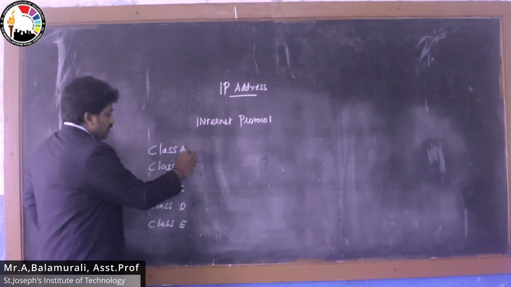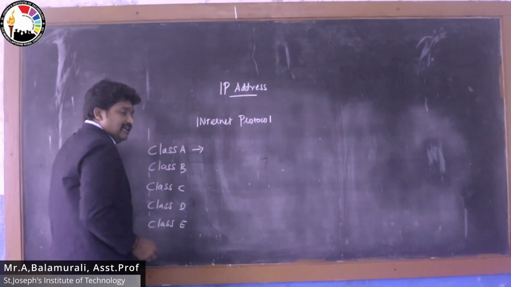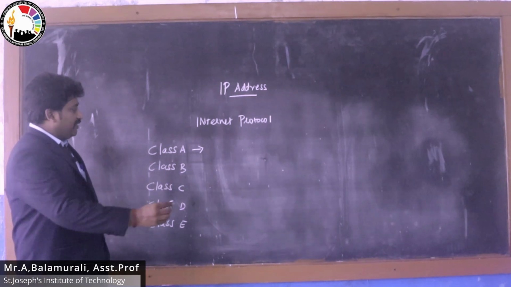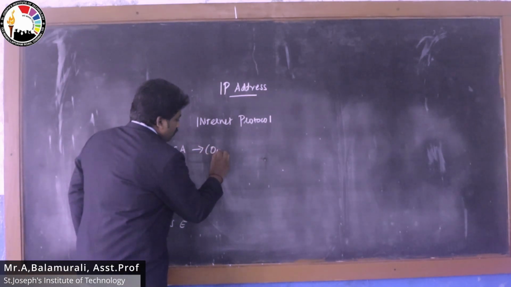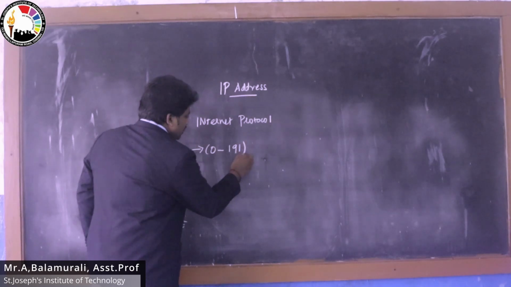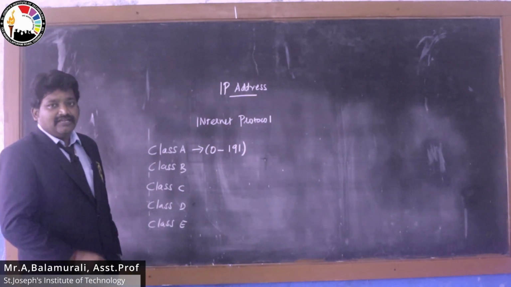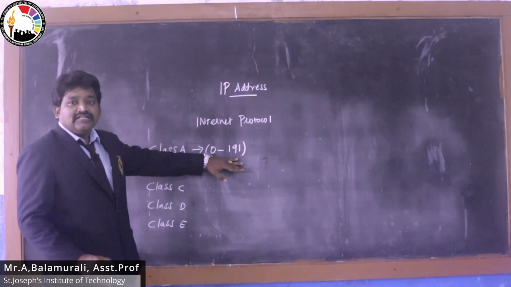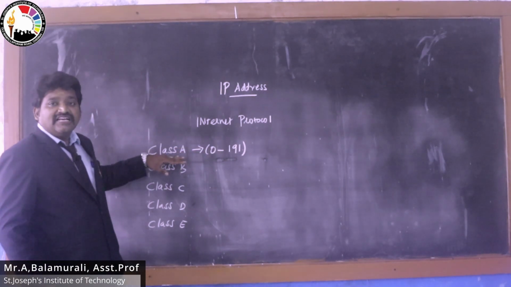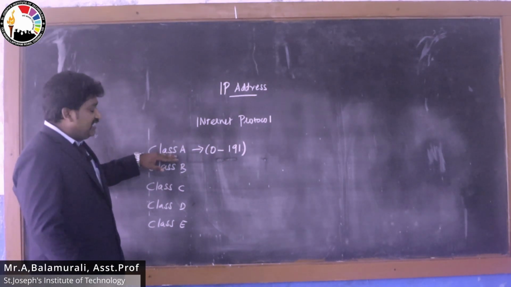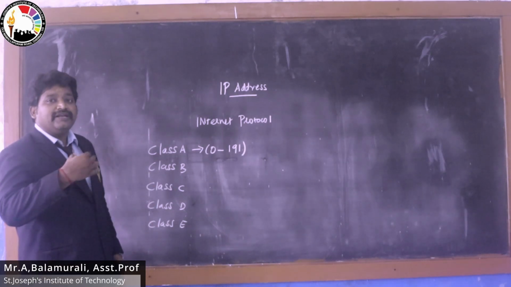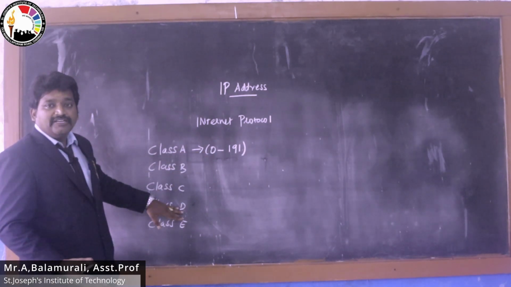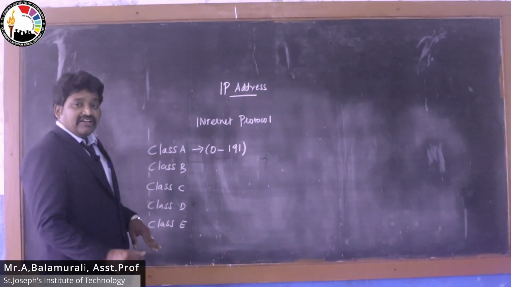Class A has a separate range, for example 0 to 191. This is the range of class A, and the number of devices between this range is the total number of class A devices. Each class has separate partitions; all the classes have 4 partitions.